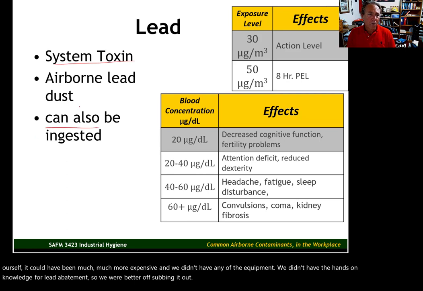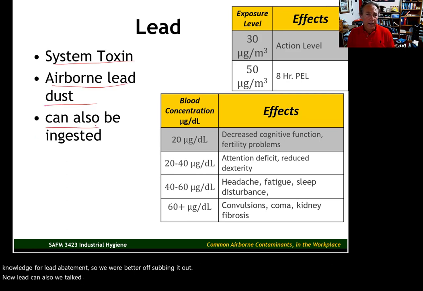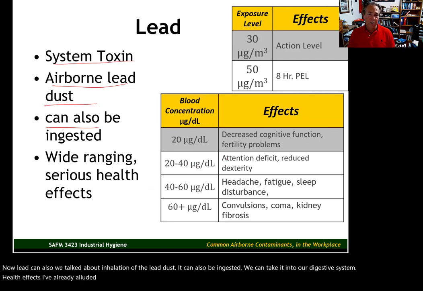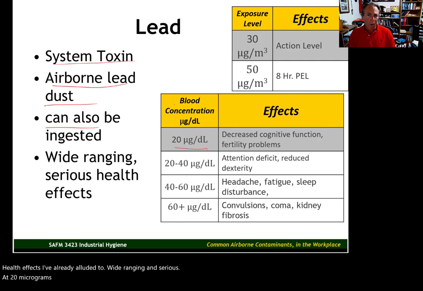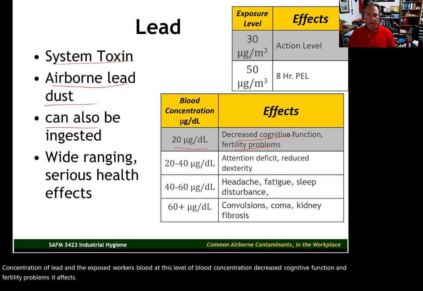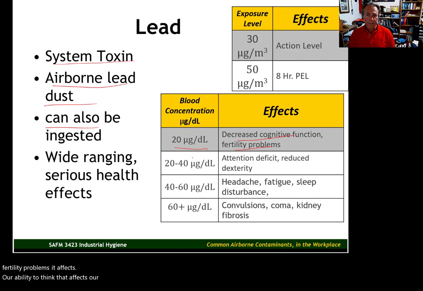Now, we talked about inhalation of the lead dust. Lead can also be ingested. We can take it into our digestive system. Health effects, I've already alluded to, wide-ranging and serious. At 20 micrograms per deciliter, this is a blood concentration, the concentration of lead in the exposed worker's blood. At this level of blood concentration, decreased cognitive function and fertility problems. It affects our ability to think. It affects our ability to reproduce at this level.